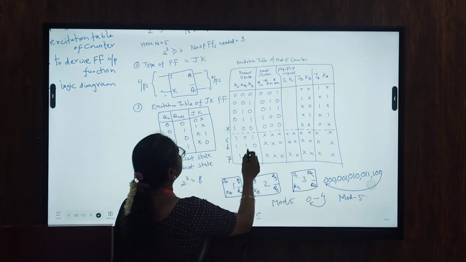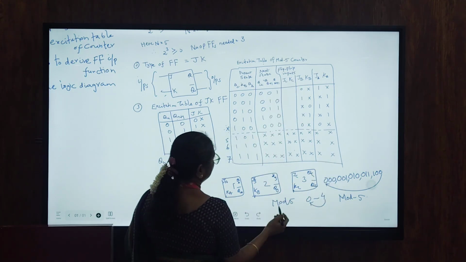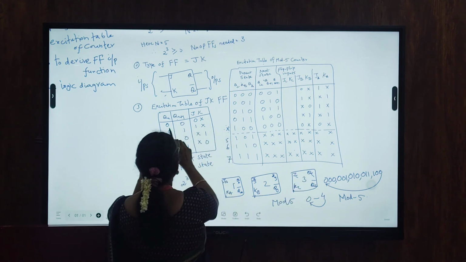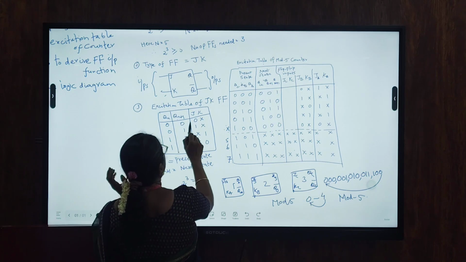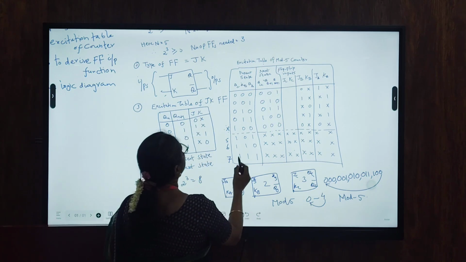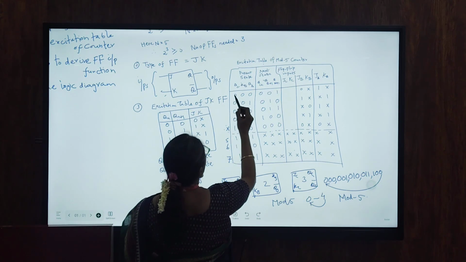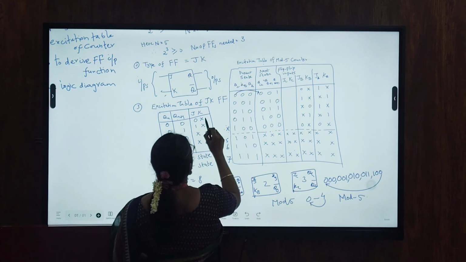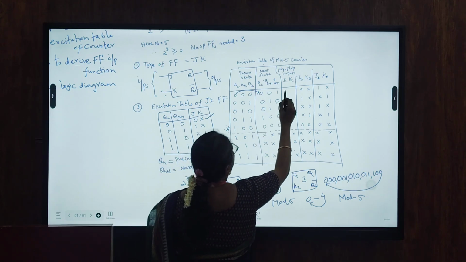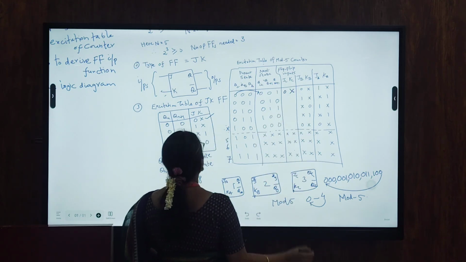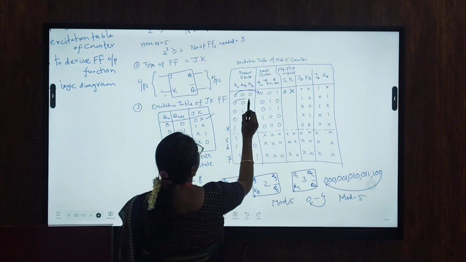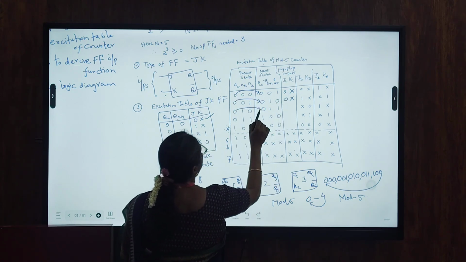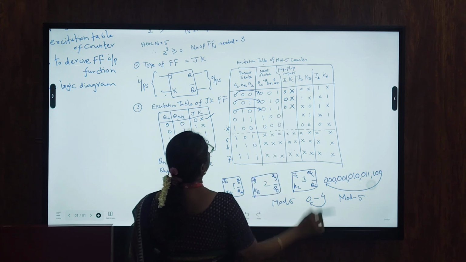The next thing is we have to find out the flip-flop inputs. For this first I have written JC then KC. If the present state is 0 and the next state is 0, the input should be 0x. You can see here this is QC, and the next state is QC plus 1. So if it is 0 to 0, the inputs are 0x, so you write it as 0, don't care. Then the next one is again 0 to 0, which means again 0x. The next one is also 0 to 0, so the inputs are 0x.